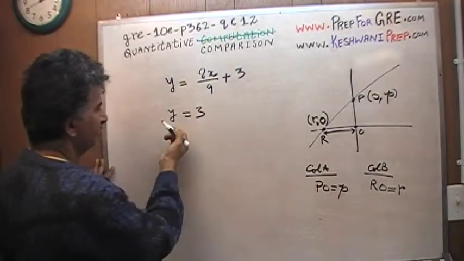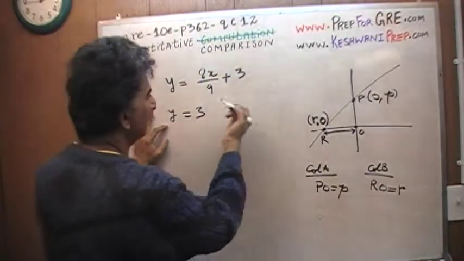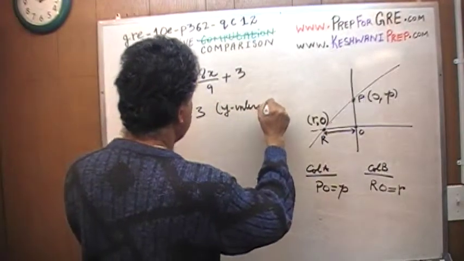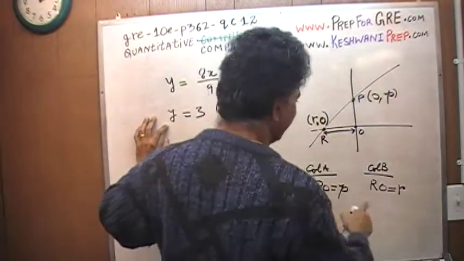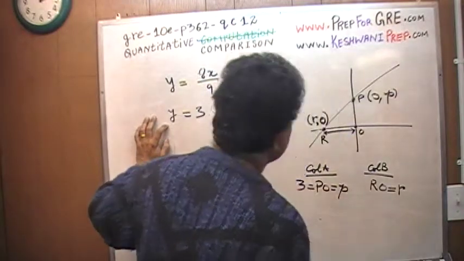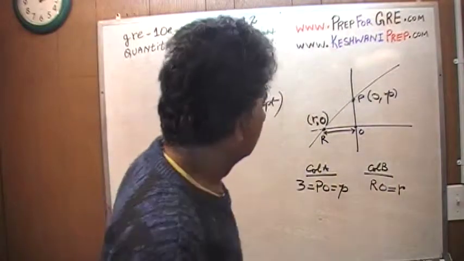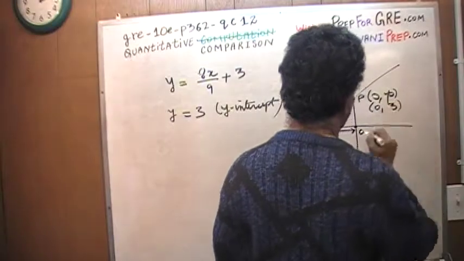So this is where x is 0. Your y-intercept is this right here. We just figured out the value of p right here. OP is 3. So we can write right underneath it 0 and 3.